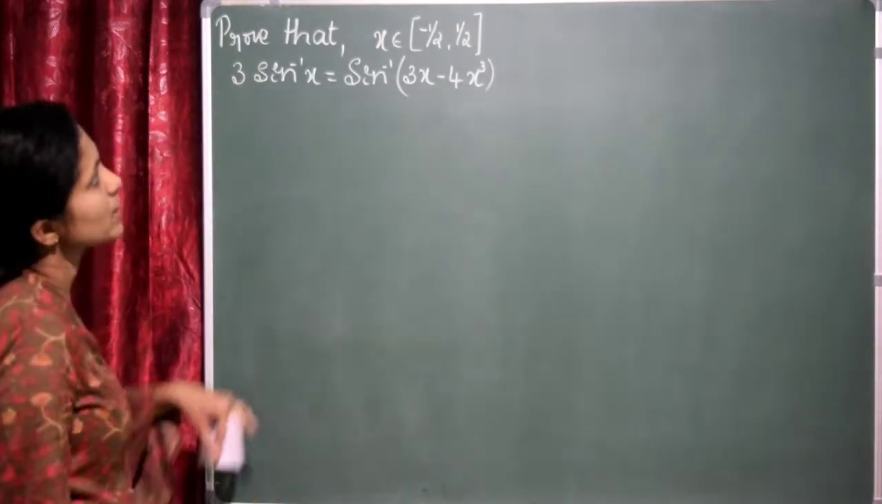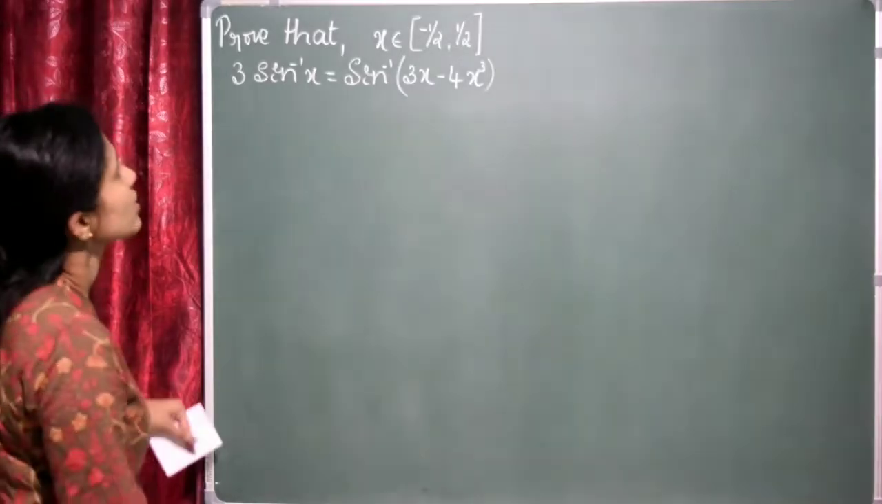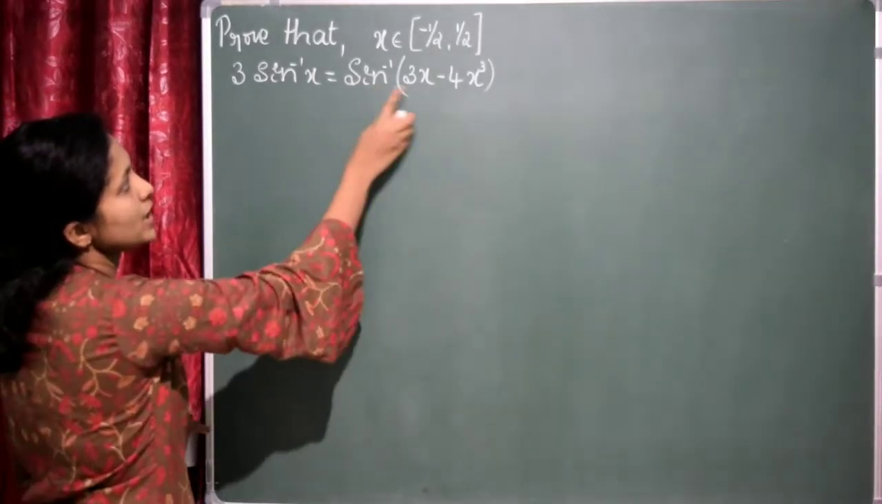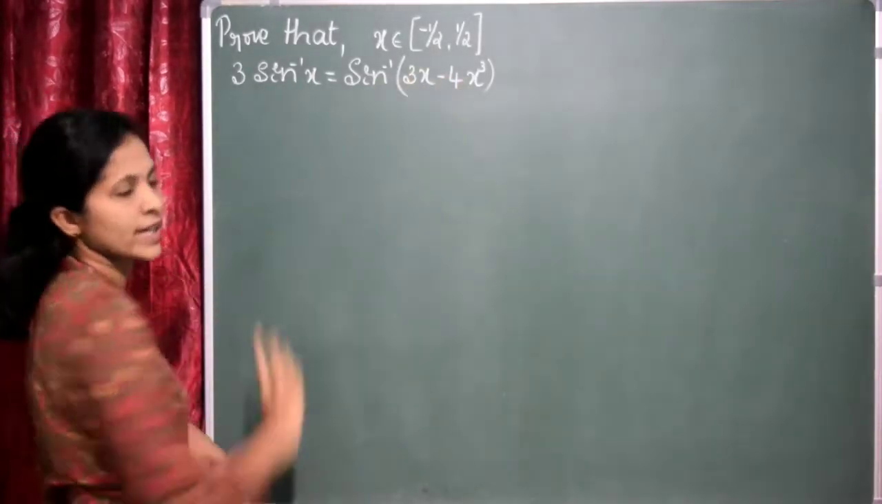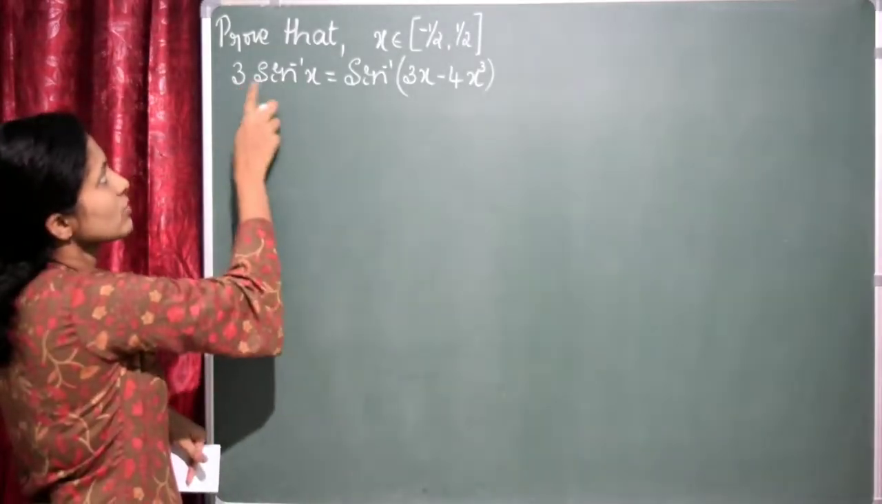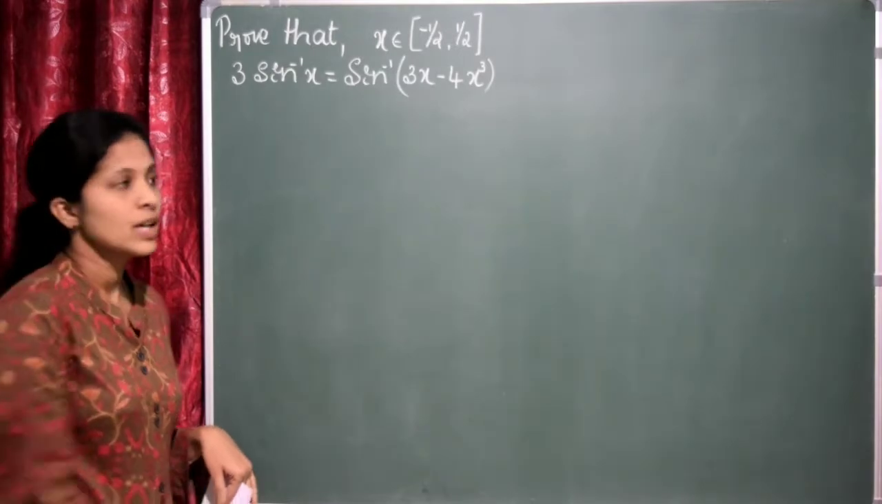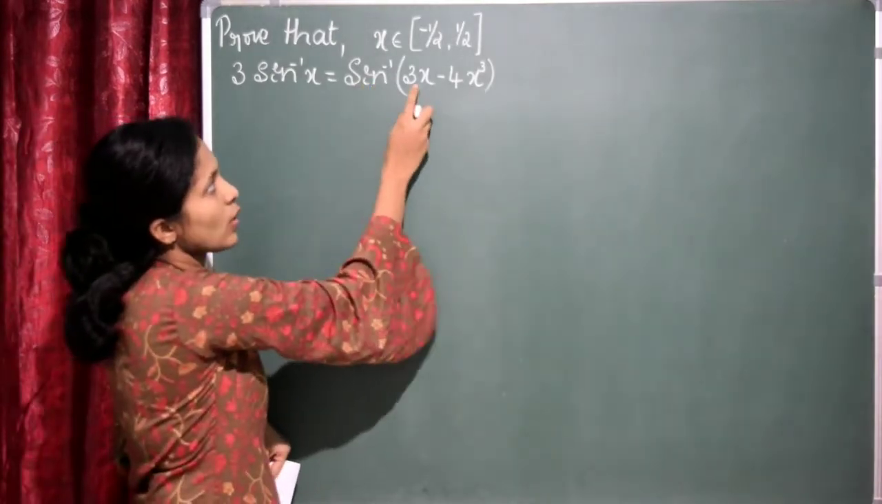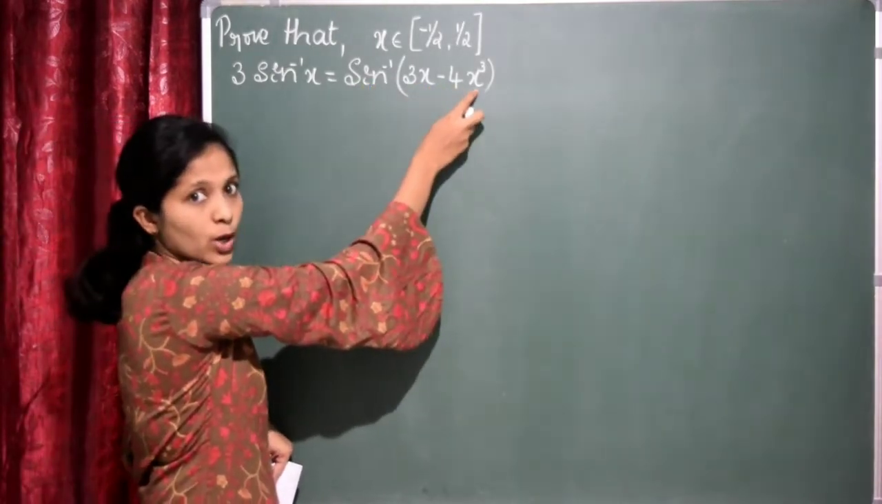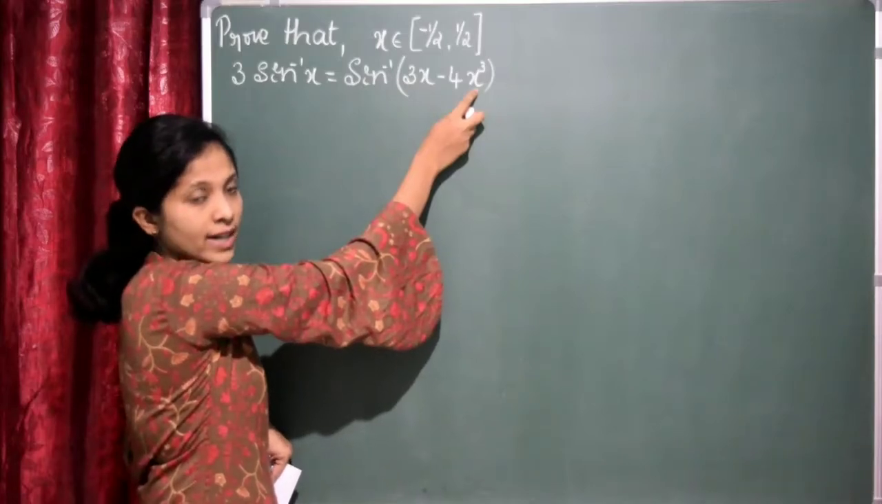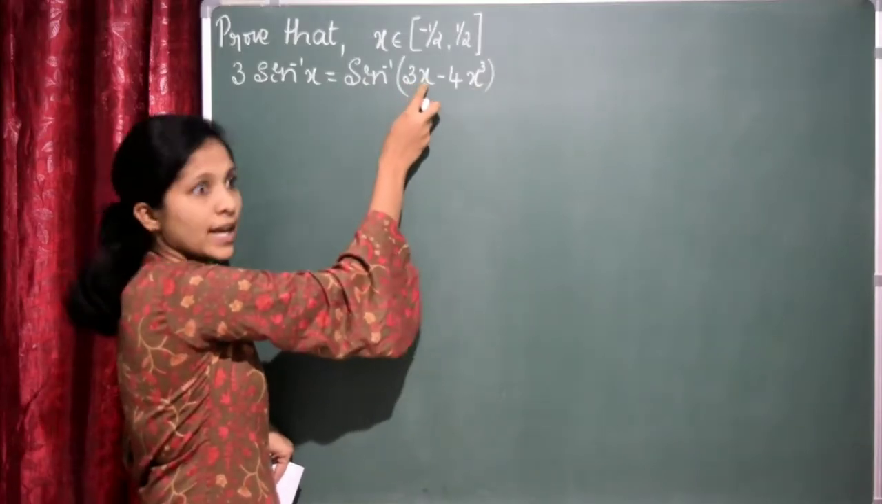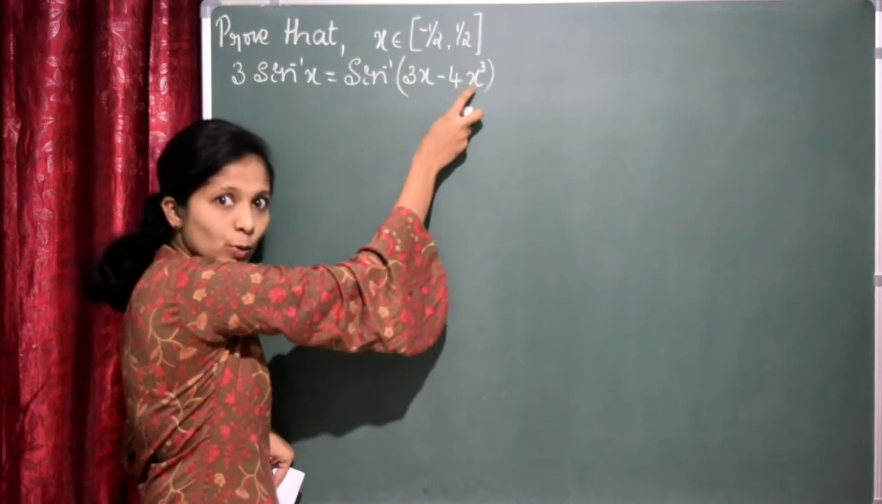Prove that for x belongs to minus 1 comma 1, 3 sin inverse of x is equal to sin inverse of 3x minus 4x cube. Now what substitution can we give here? Sin inverse of 3x minus 4x cube. You know the formula for sin 3x, right? What is sin 3x? 3 sin x minus 4 sin cube x.